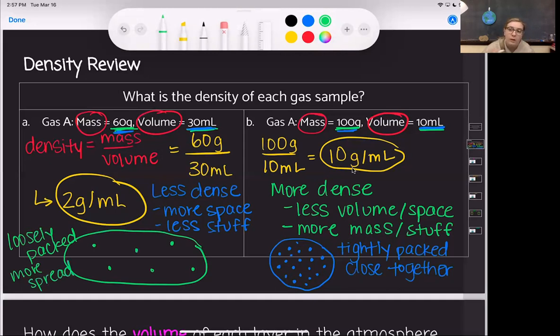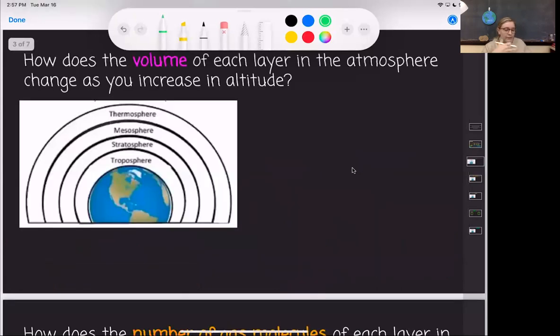Okay, so let's apply this to the different layers of the atmosphere. Here I have a very basic drawing, not to scale, of the different layers of the atmosphere. If I were to color these in, let's make the troposphere green. So we have our green troposphere. The troposphere is closest to Earth. And notice that the circle that surrounds the troposphere is actually the smallest circle of the 4.